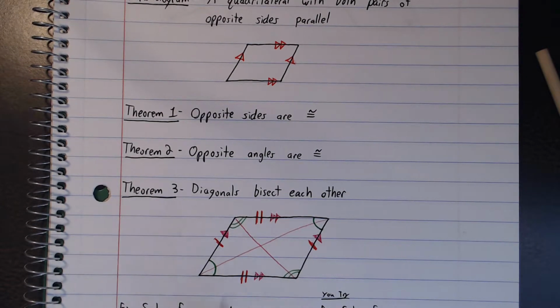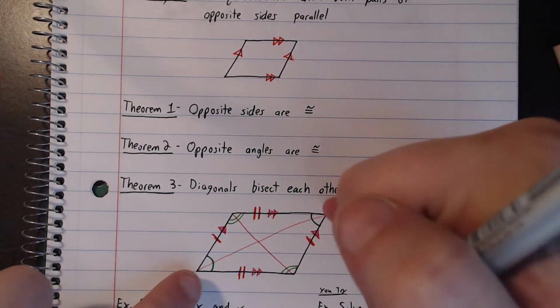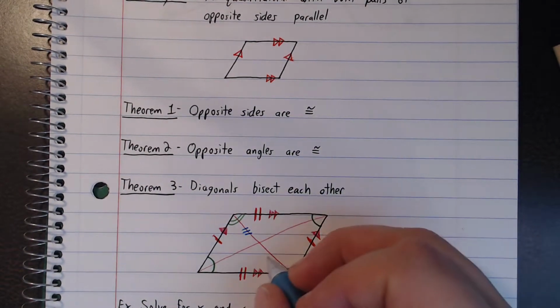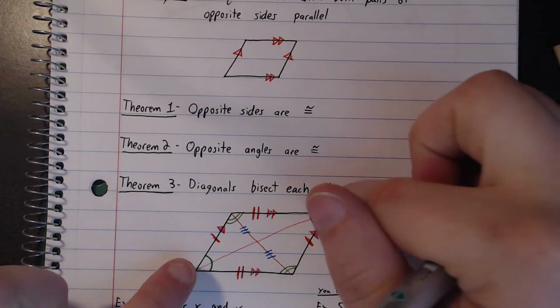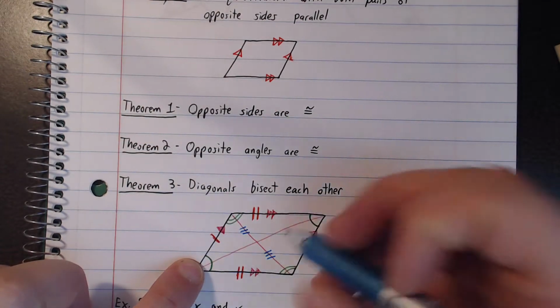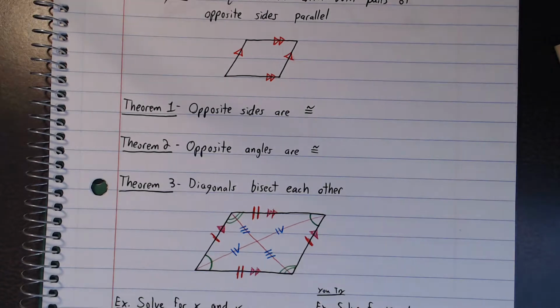And then we have this last thing, right? The diagonals bisect each other. We'll do that in light blue. So this diagonal, this segment, is being cut in half by this one. That means we get 2 equal pieces out of it. And then same thing's happening here, right? This segment is being cut in half by that one. So now we have 2 new equal pieces.